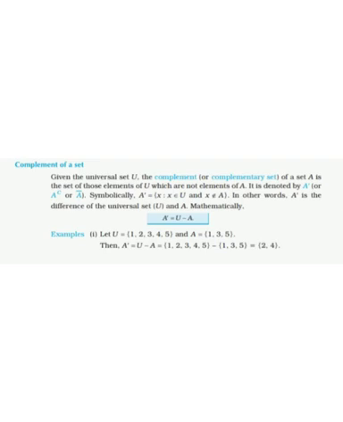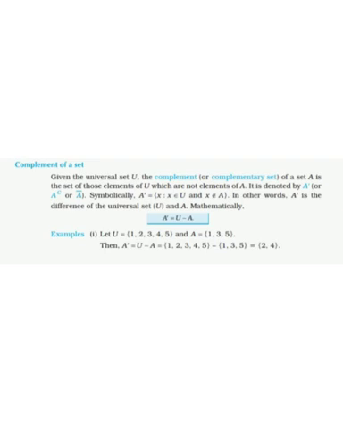Symbolically, A dash is every X belongs to the universal set but X does not belong to A. It is the same as difference, but complement means it is subtracted from the universal set. After subtracting, you get only the X that belongs to U but is not in A. Mathematically, A dash, the complement of A, is equal to universal set minus A, the difference of universal set and set A.